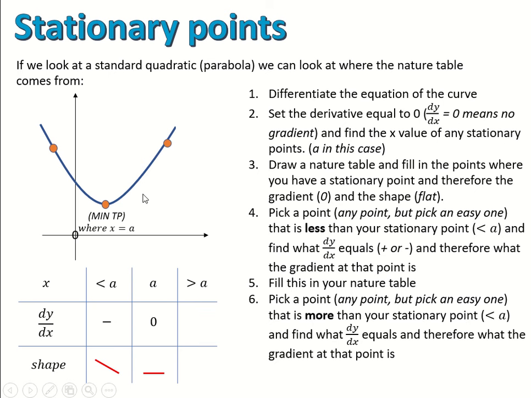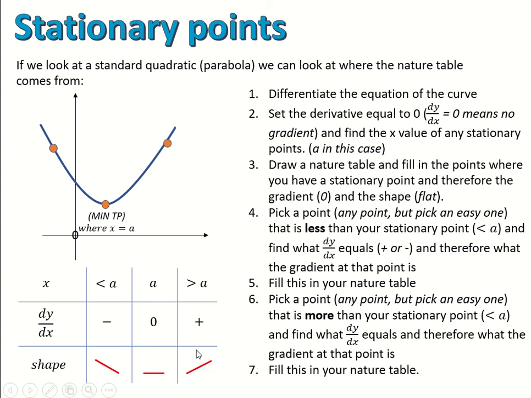So a point greater than A. If A was, say, 2, I'm going to pick 3, 4, 5, 6, 7, 8, 9, 10, anything that's bigger than that point, and a number that's easy to work with. Because what I have to basically do with that number is substitute it into my derivative and then just get a number for that. And again, all I'm looking for is whether it's positive or negative. So we can see here that any point after the stationary point is going to have a positive gradient. And that's all I'm looking at and all I'm putting into my table.